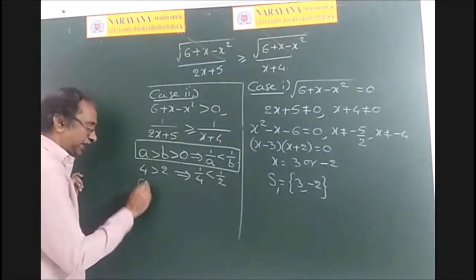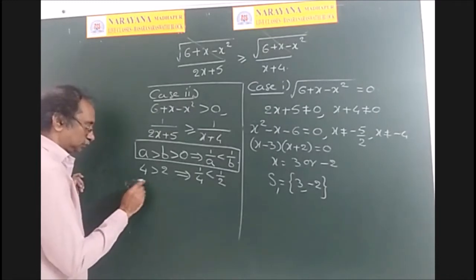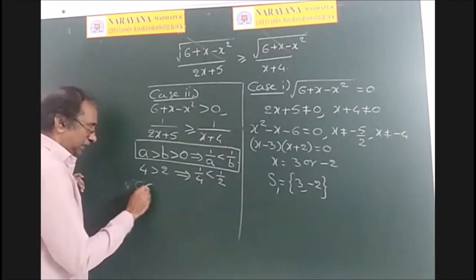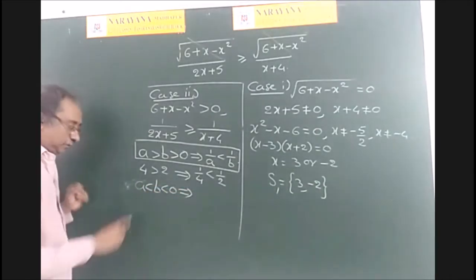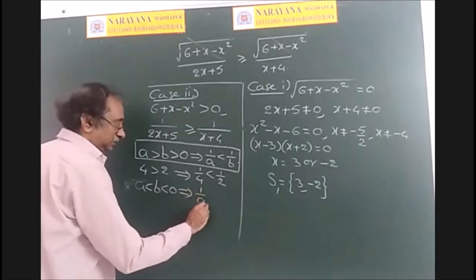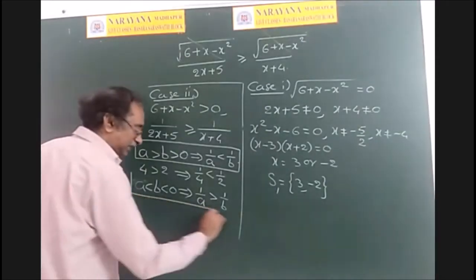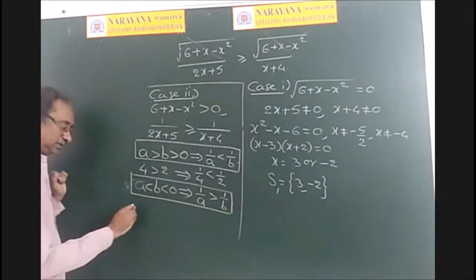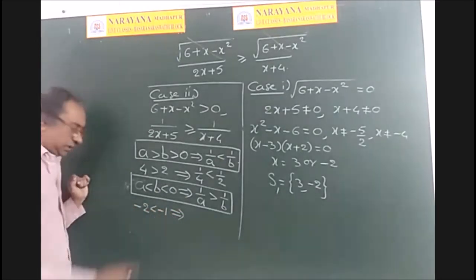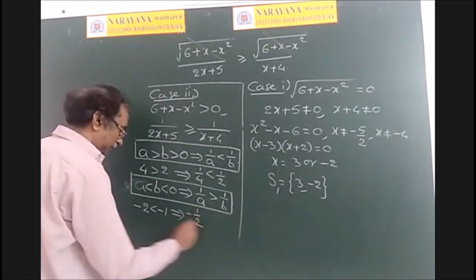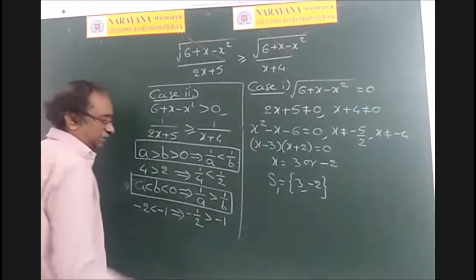Similarly, when both are negative, so A less than B less than 0. Even then, if you reverse, the inequality will be reversed. So 1 by A greater than 1 by B. So let us see one example. Minus 2, you know minus 2 less than minus 1. And reverse this. This is minus 1 by 2 and this is minus 1. Clearly minus 1 by 2 is greater than minus 1.